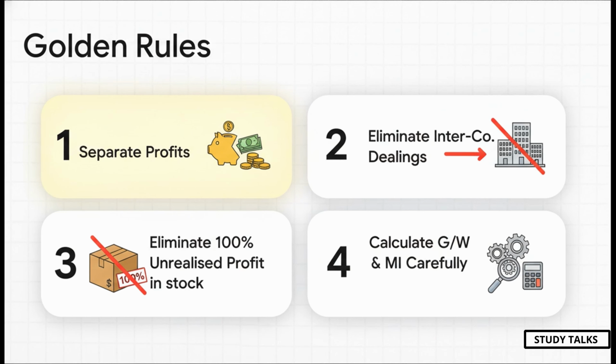1. Always separate pre-acquisition capital profits from post-acquisition revenue profits. 2. Eliminate 100% of intercompany transactions. 3. Eliminate 100% of unrealized profit in stock, even if you only own 80%. You eliminate the whole thing. And 4. Be absolutely meticulous with your goodwill and minority interest calculations.